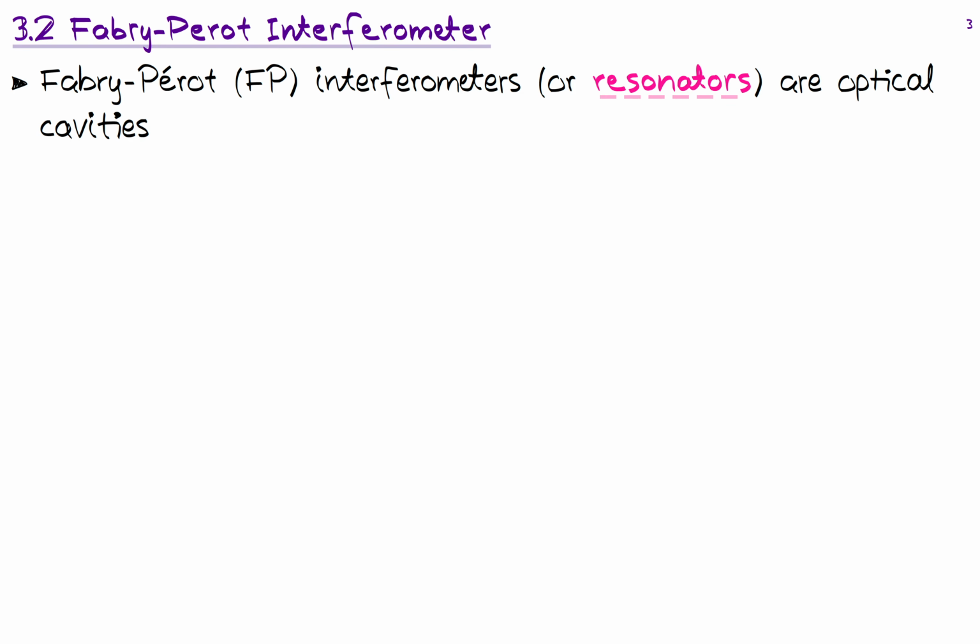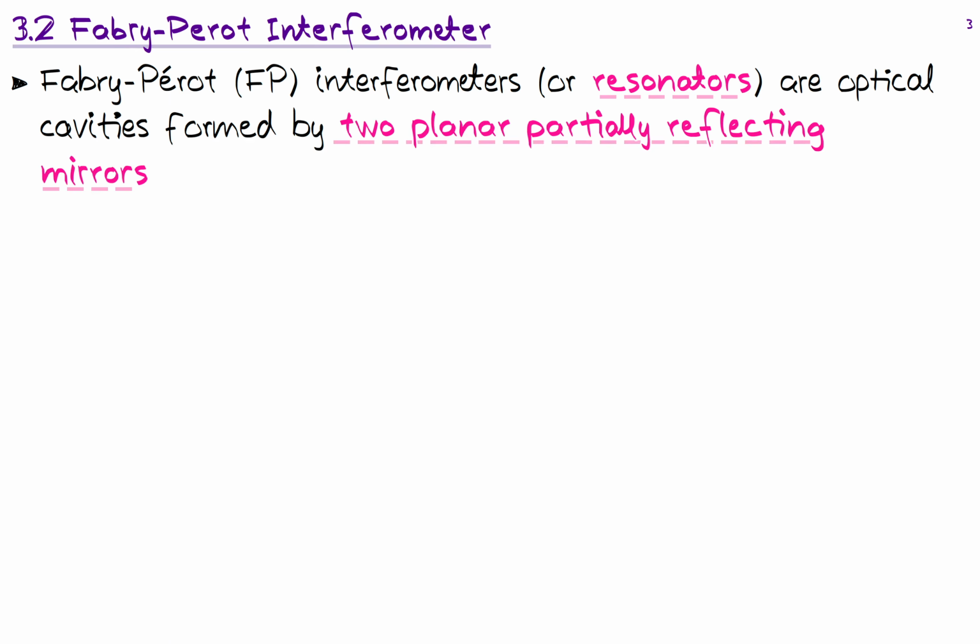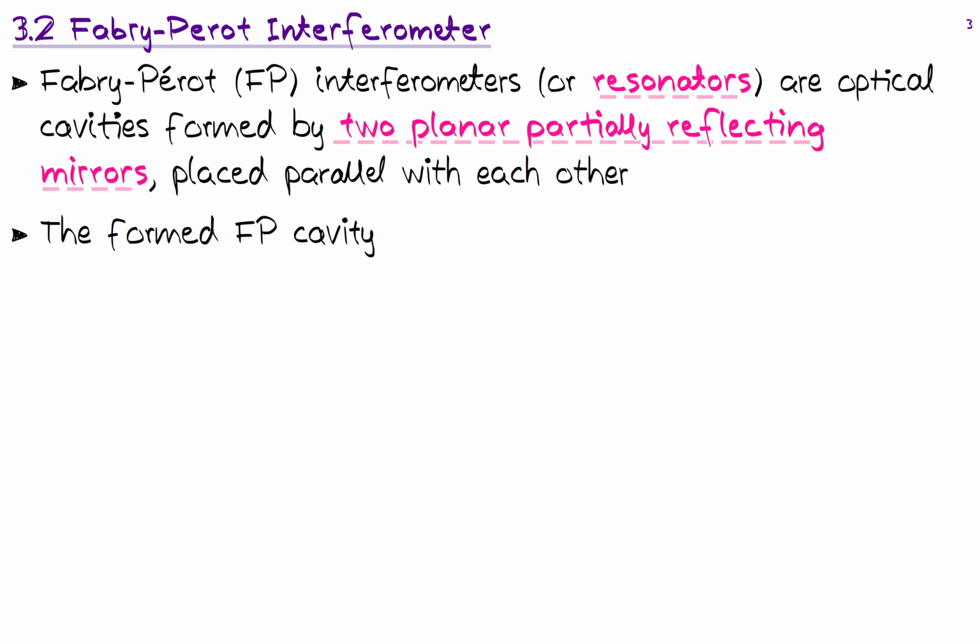They are basically optical cavities or resonators, using a different word here, and they are formed by two planar partially reflecting mirrors placed parallel with each other. So that's the configuration we are dealing with. This is the simplest possible cavity configuration we can imagine when we are building optical resonators. The formed Fabry Pérot cavity or resonator is resonant at specific wavelengths.